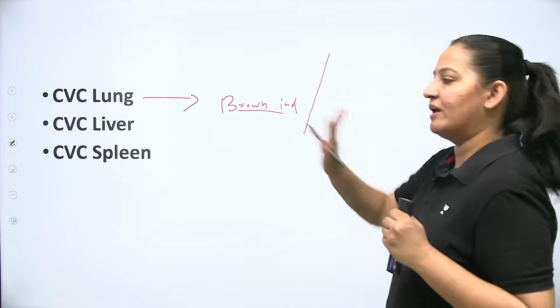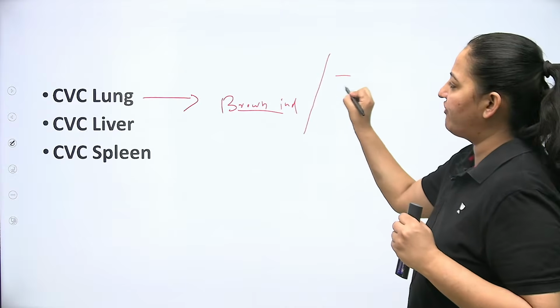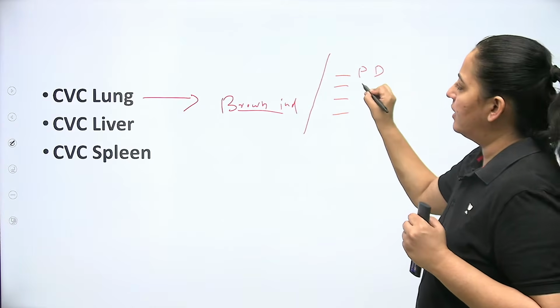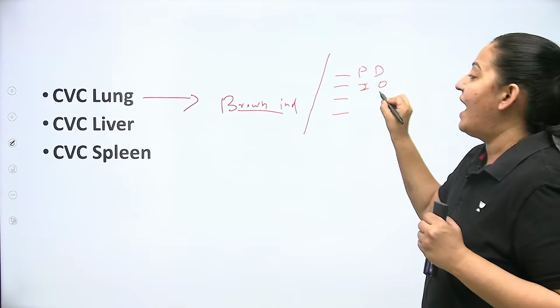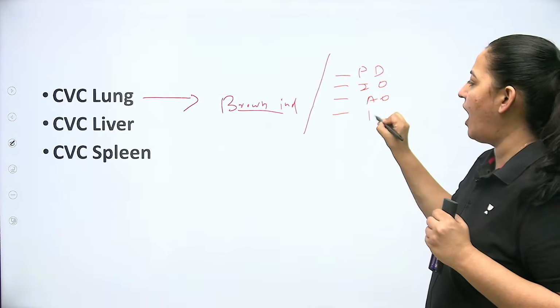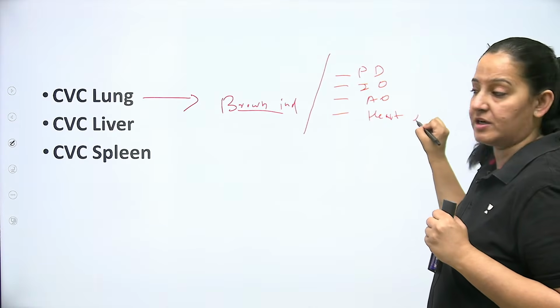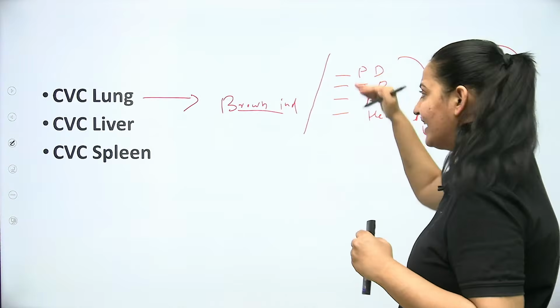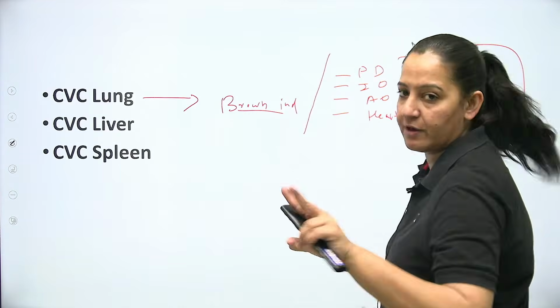So in gross, only one finding. In microscopy, the 4 findings I already taught you. Pulmonary capillary dilatation, number 1. Interstitial edema, number 2, alveolar edema, number 3, and heart failure cells, the most important, number 4. Show these 4 in a diagram, then you will get marks. If you write, I will give 0. If you draw, I will give you full marks.